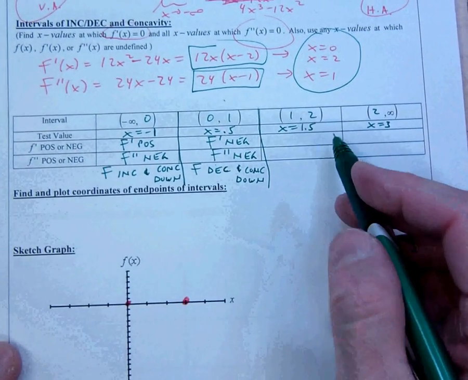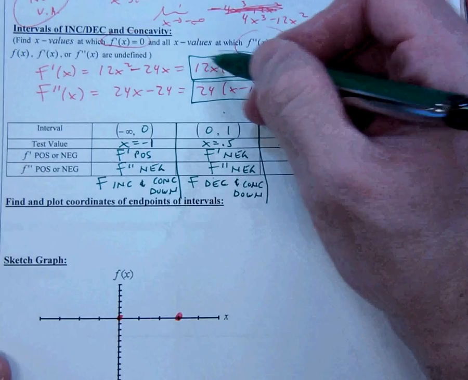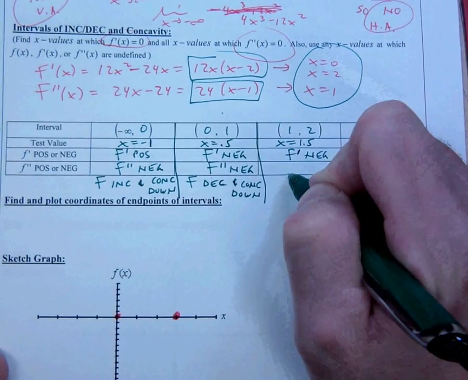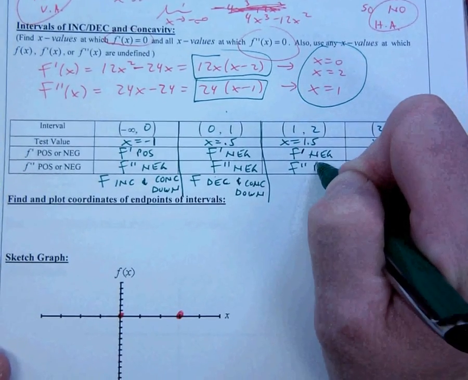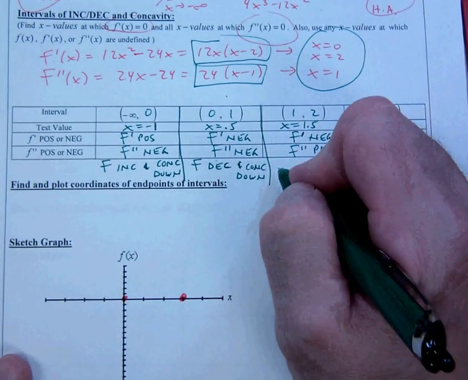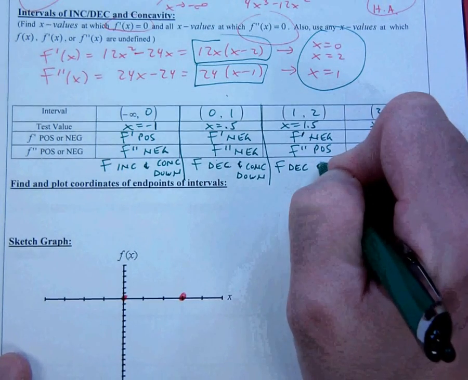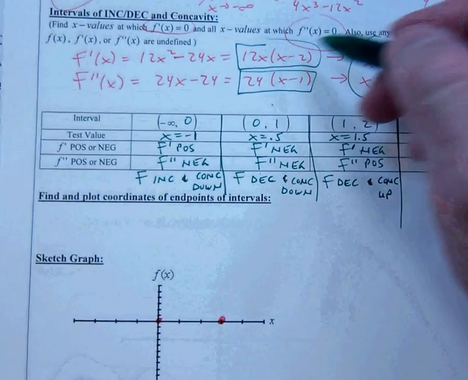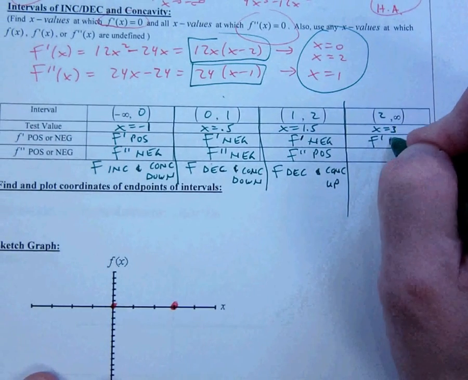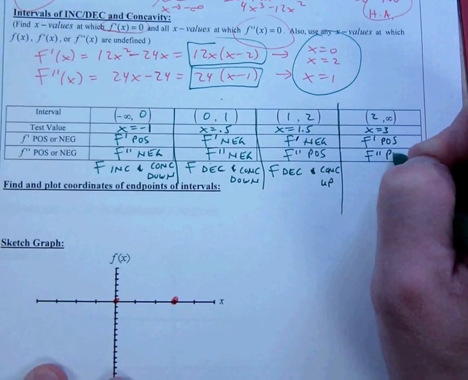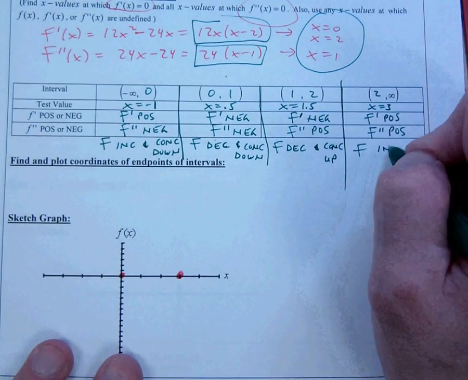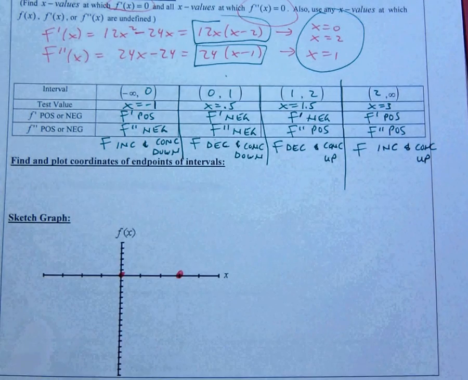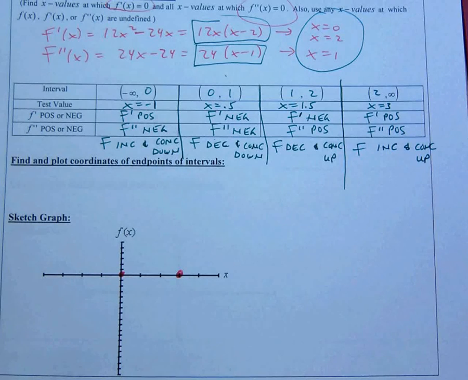Okay, stick a 1.5 into F prime and then F double prime. Quick, what do I get here? F prime is what? Negative. F double prime is what? Positive. So what can you say about F on that interval? F is what? Decreasing and what? Concave up. And then finally, if I stick a 3 into there, see, F prime is what? Positive, and F double prime is what? Positive. So therefore, F is what? Increasing and what? Concave up. Yes? Yes or no? Good, good, good?